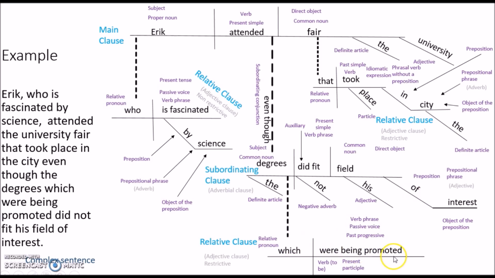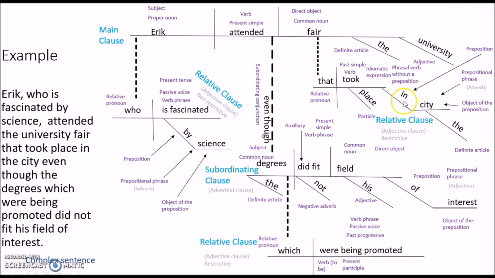Which were being promoted is another relative clause. It is restrictive as it also doesn't have commas and it modifies degrees. It tells us which degrees. It's the degrees which were being promoted.